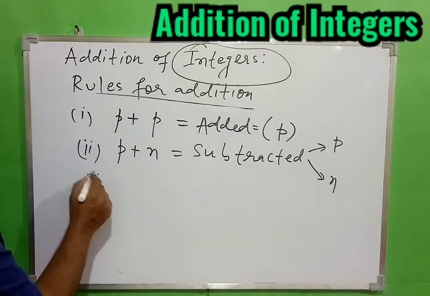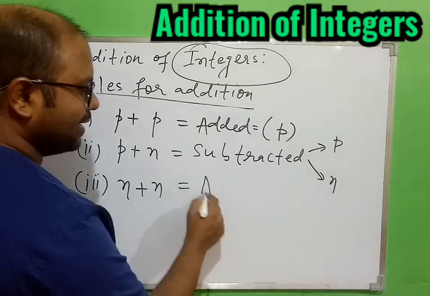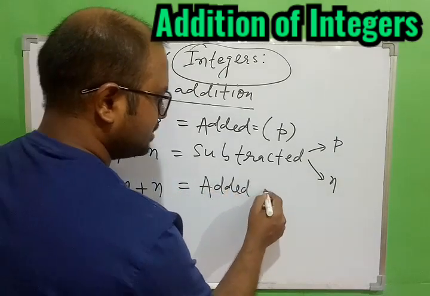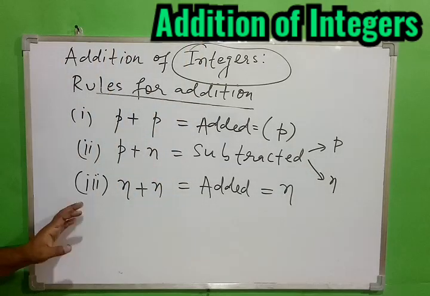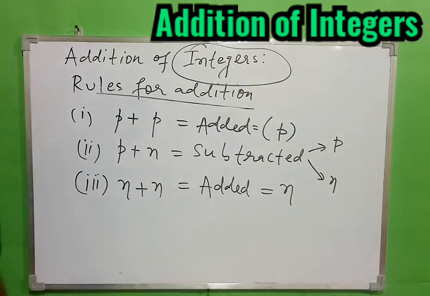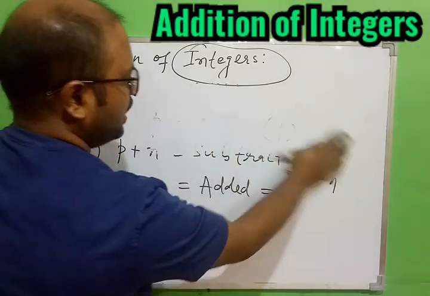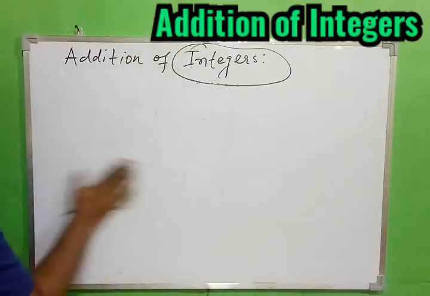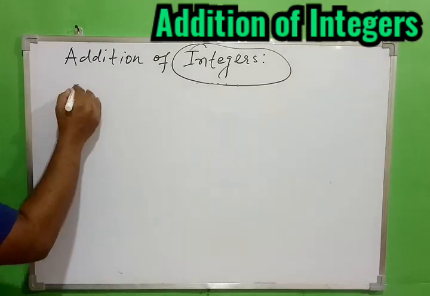And number 3 we understood: if you are going to add negative and negative, it will be added only, but it will be a negative integer. So the answer will always be a negative integer. So I hope you understood the rules. That is directly how you can do it. And now let's try to understand the same thing with the help of a number line. So let's take it on a number line.